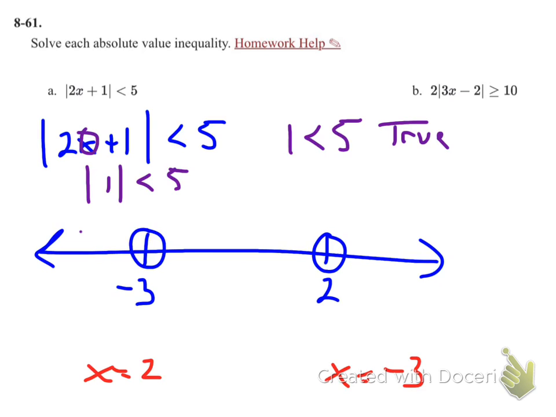If that's true, that means 0, which would be right around here, is a solution to this. And since it's between there, that is where I would shade.